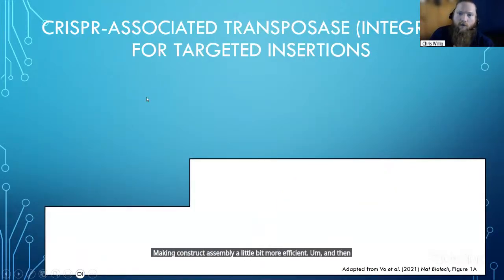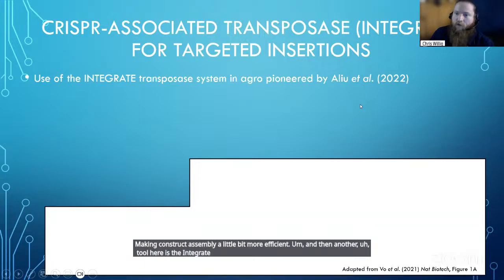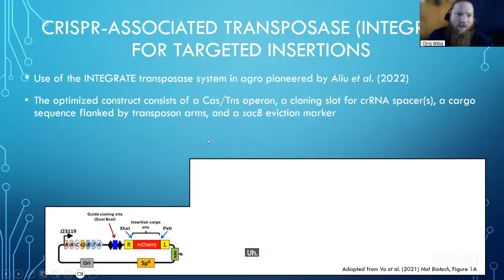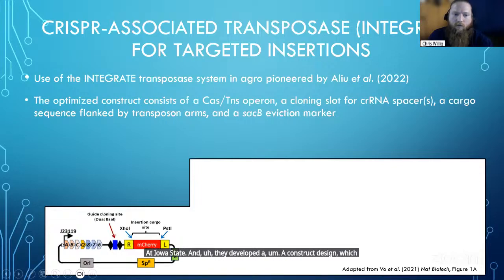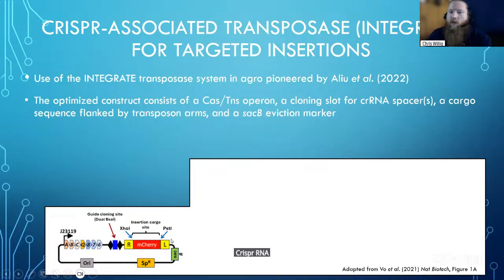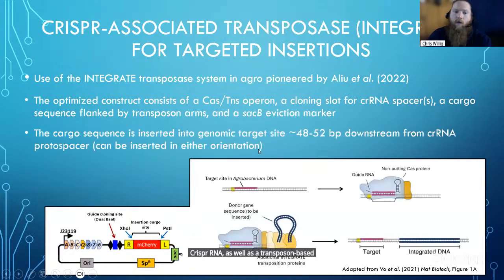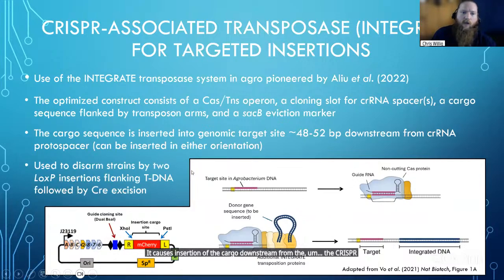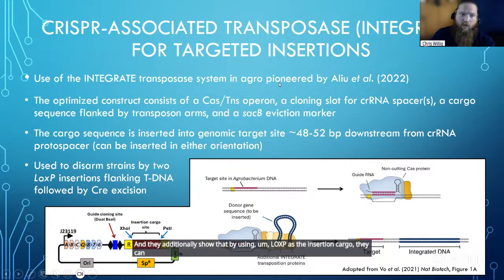Another tool here is the integrate system, which was pioneered by Keunsub's group at Iowa State. They developed a construct design which includes an operon of Cas and transposon genes, where you clone in your CRISPR RNA as well as a transposon-based cargo with arms on it. When you deliver this into the strain, it causes insertion of the cargo downstream from the CRISPR RNA's target site. They additionally show that by using LOXP as the insertion cargo, they can disarm strains using this method.